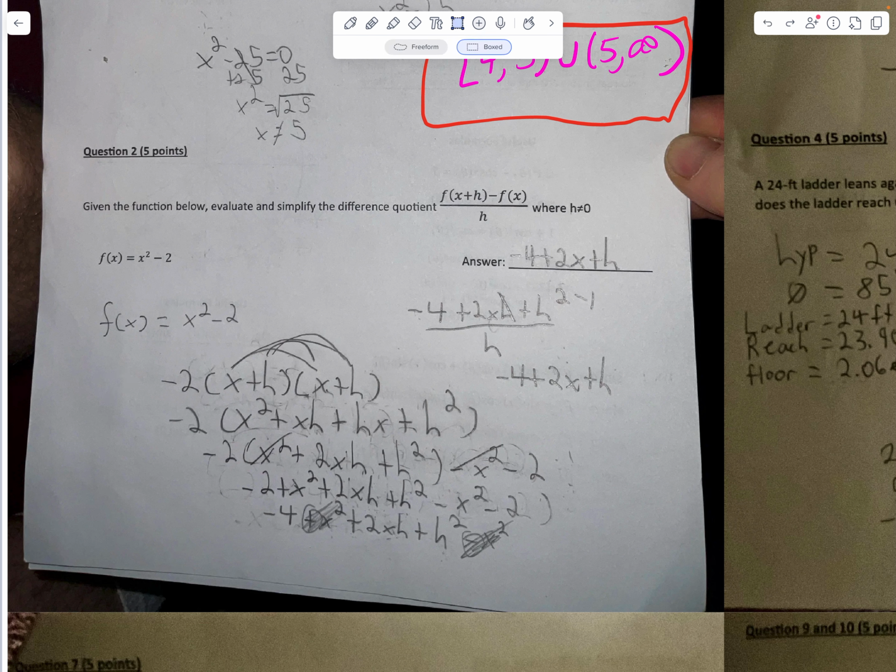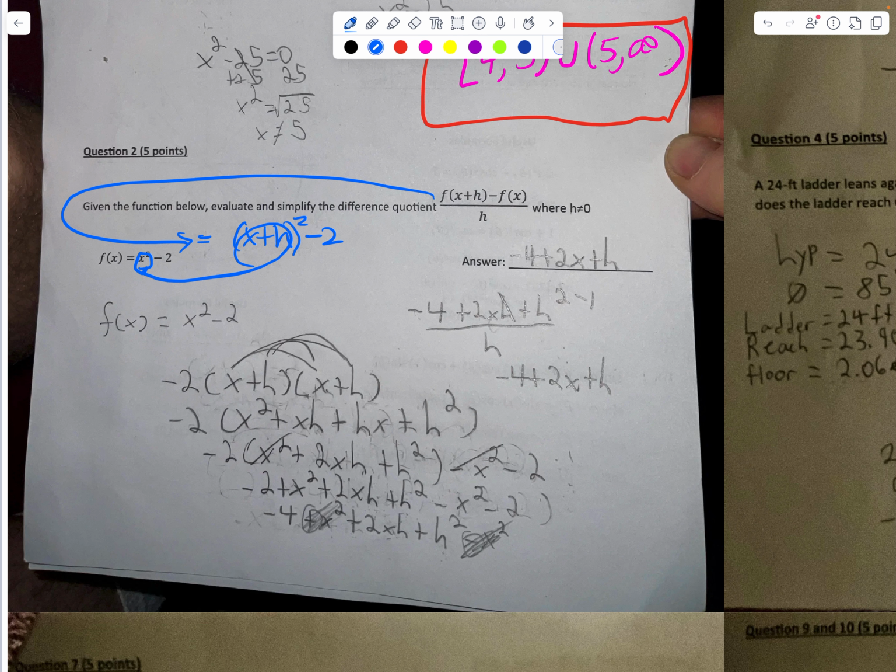So, this guy equals. Well, if this is f of x, what is f of x plus h? Well, replace x with x plus h, and it says square the input, so there you go. And we got a minus sign, all right, and then f of x.